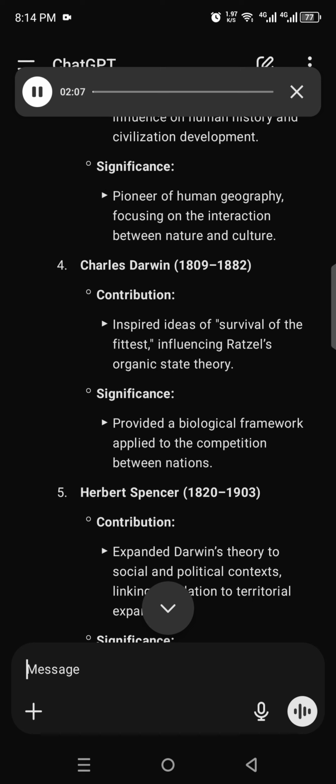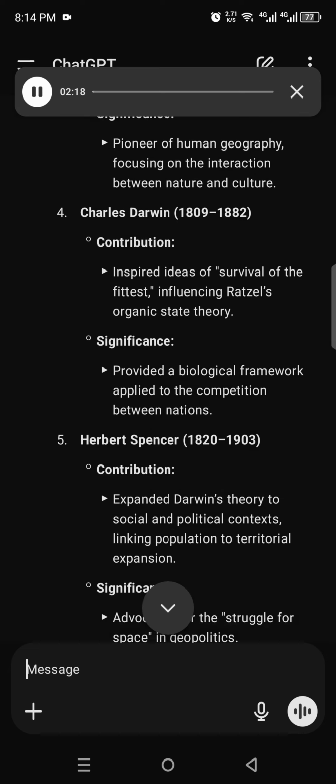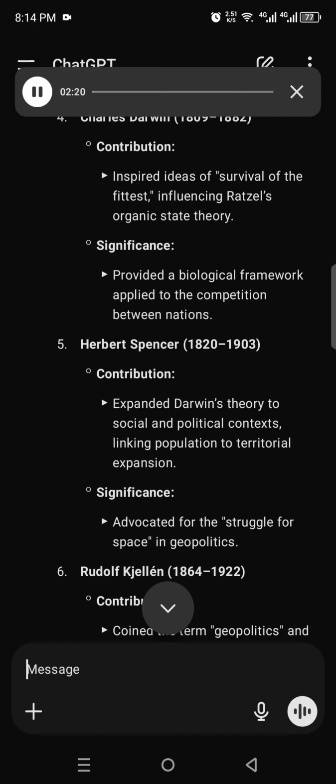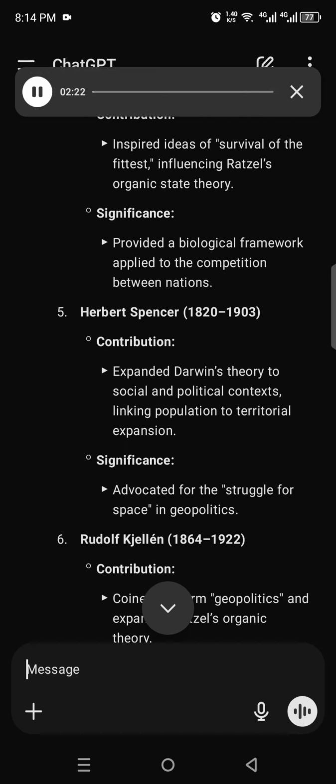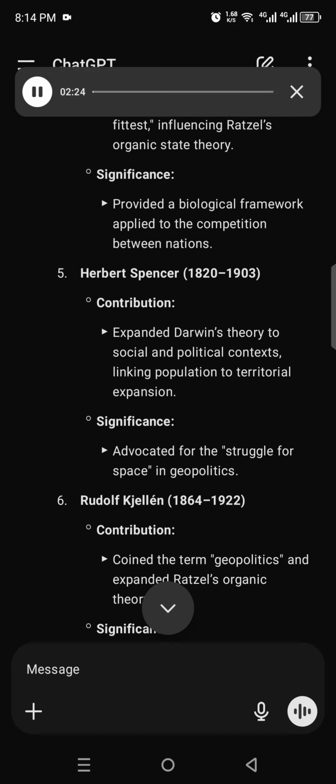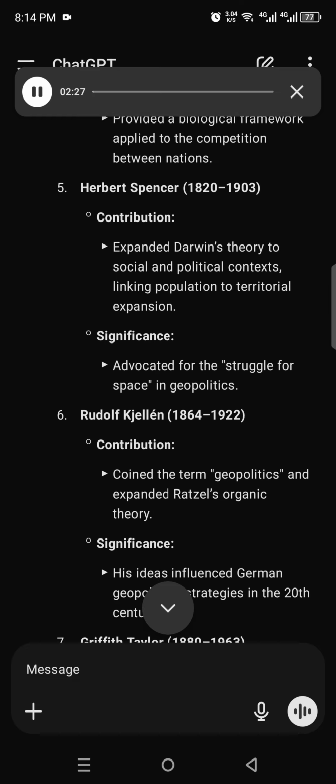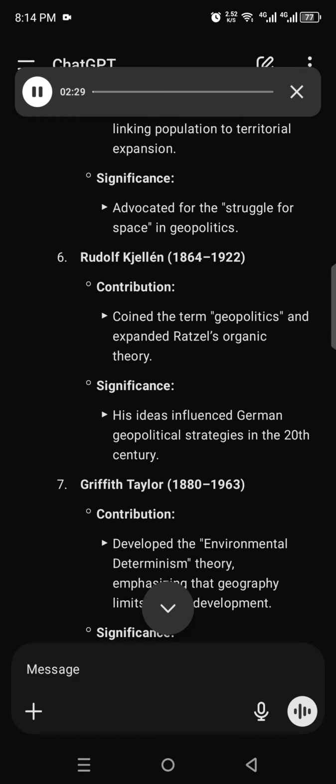5. Herbert Spencer, 1820 to 1903. Contribution. Expanded Darwin's theory to social and political contexts, linking population to territorial expansion. Significance. Advocated for the struggle for space in geopolitics. 6. Rudolf Kjellén, 1864 to 1922. Contribution: coined the term geopolitics and expanded Ratzel's organic theory. Significance: his ideas influenced German geopolitical strategies in the 20th century.